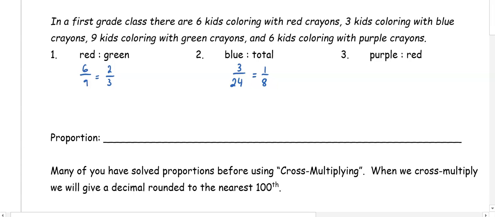In our last one, we are comparing the number of kids coloring with purple to the number of kids coloring with red. So there are 6 kids coloring with purple and 6 kids coloring with red. That reduces to 1/1. The rest of the video we are going to spend on proportions.